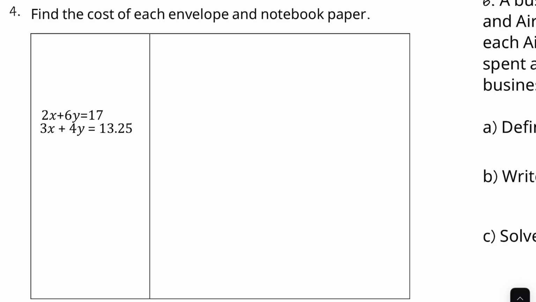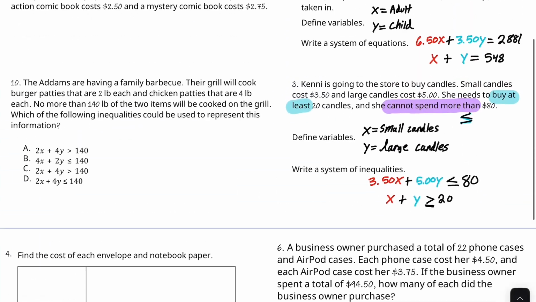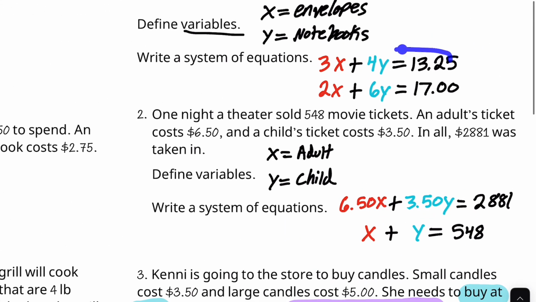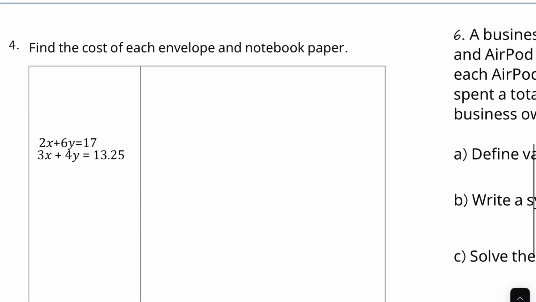Okay, so check it out. This is actually our equation from question 1. So 3x plus 4y is equal to 1325, 2x plus 6y is 17. Okay, now it's actually asking us to find the cost of an envelope and the cost of a notebook paper. Again, envelopes are x, notebook papers are y.